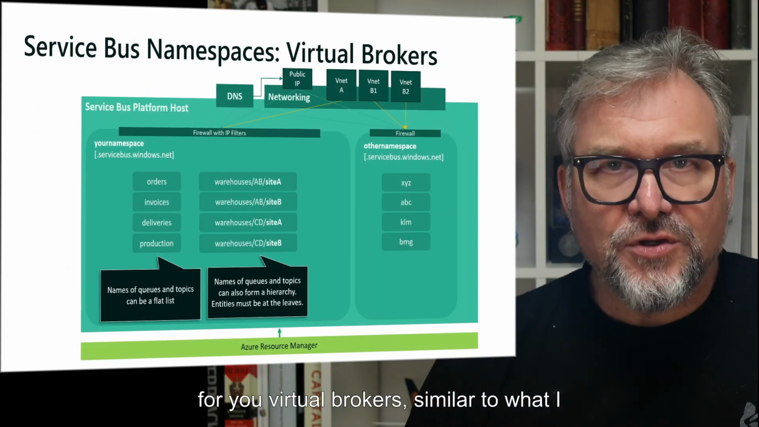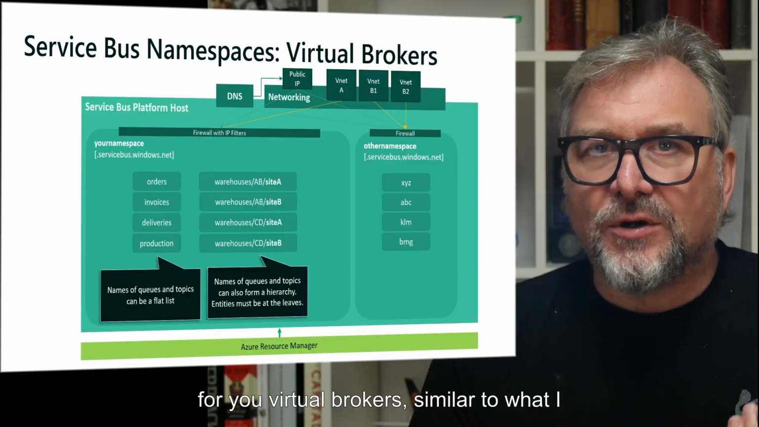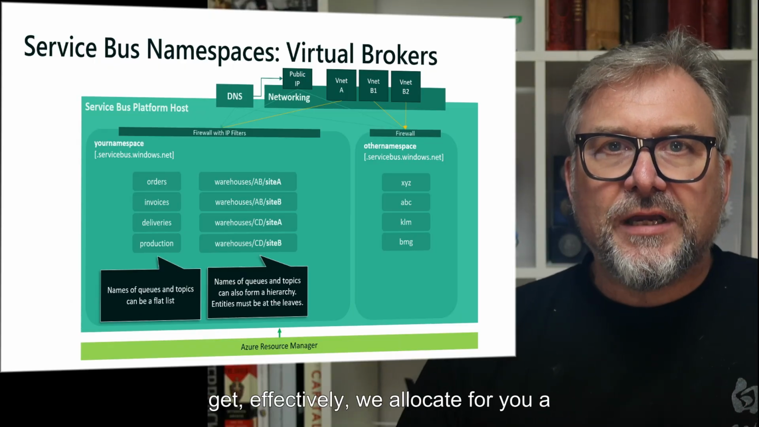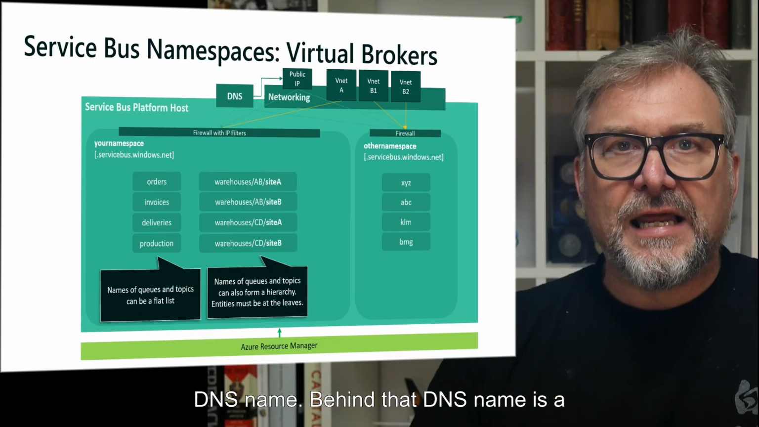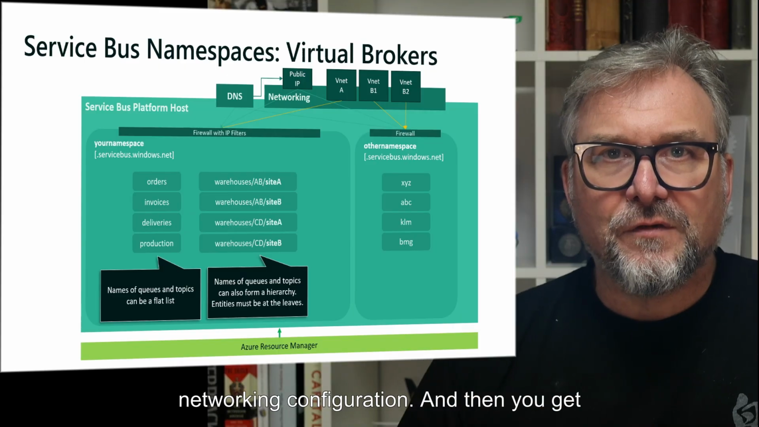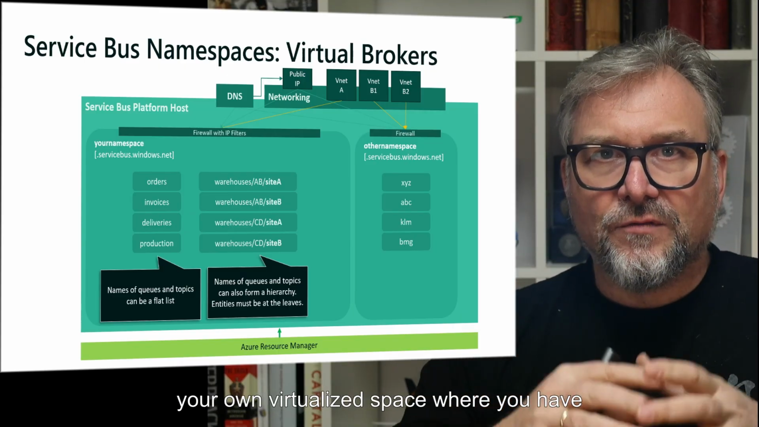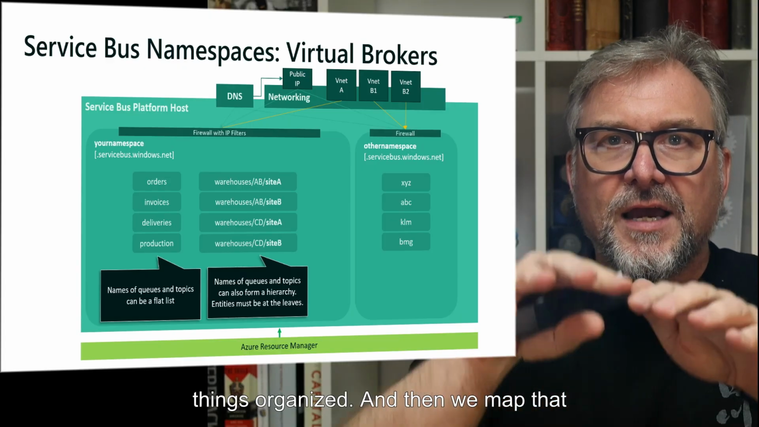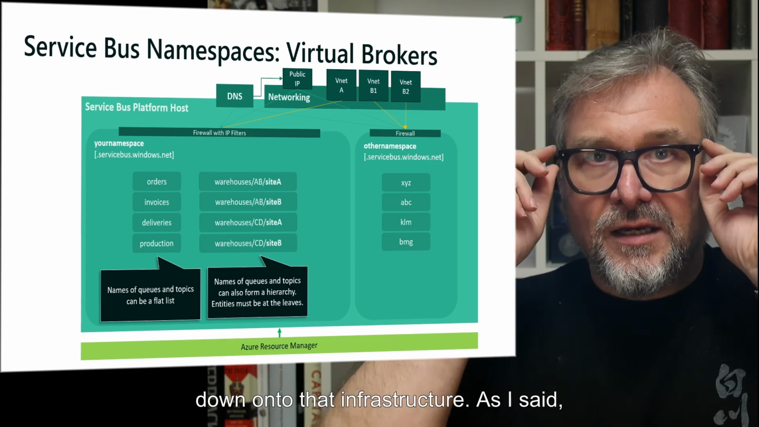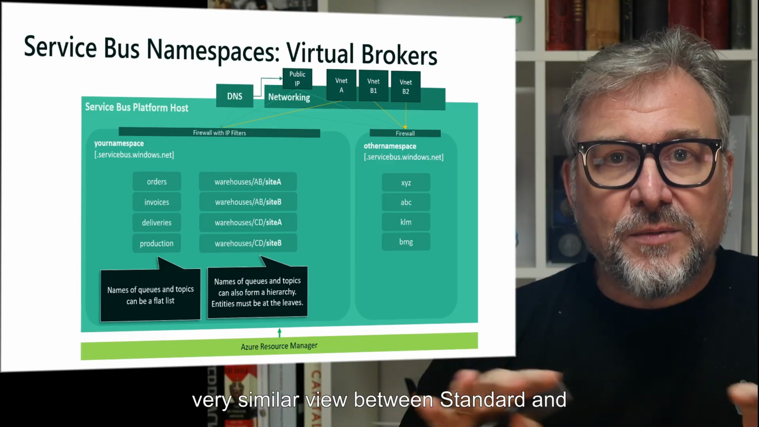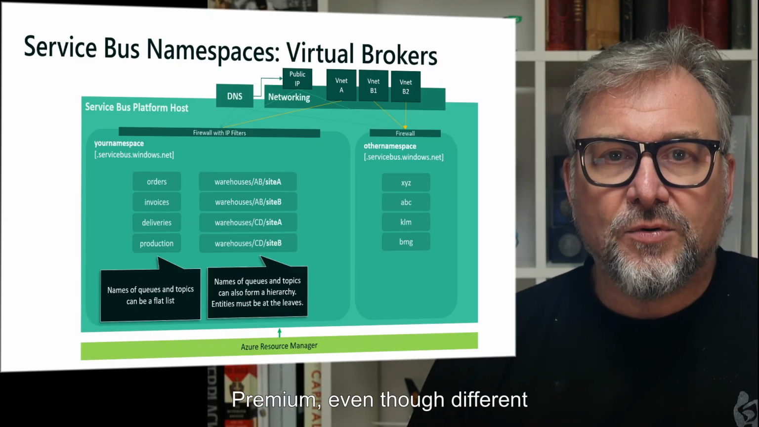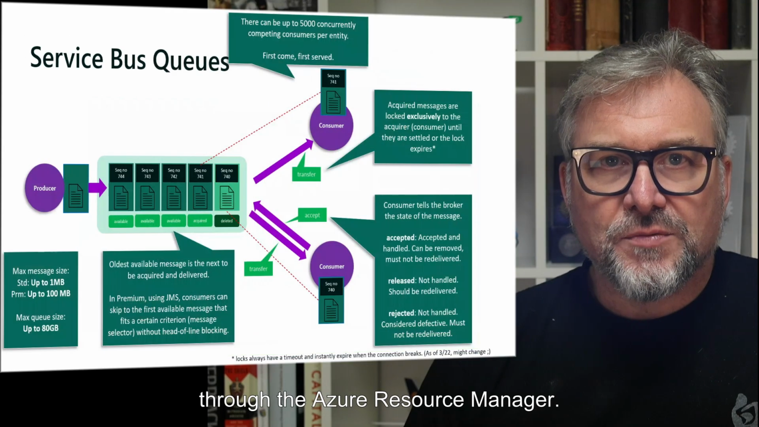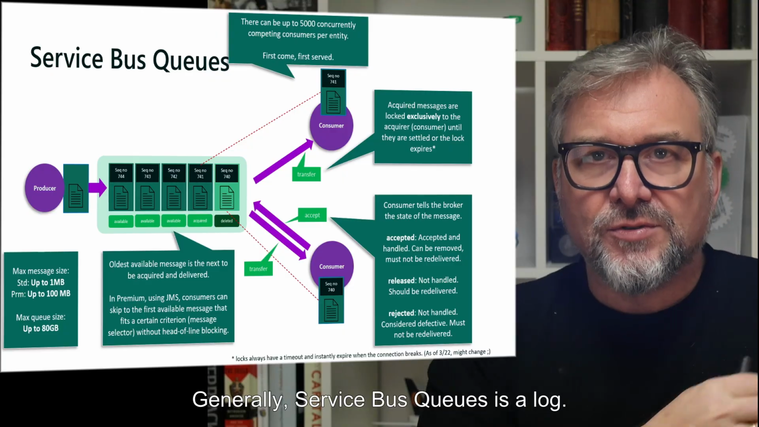We allocate for you virtual brokers, similar to what I said last episode about Event Hubs. So effectively we allocate for you a DNS name. Behind that DNS name is a networking configuration. And then you get your own virtualized space where you have your queues and your topics and all these things organized. And then we map that down onto that infrastructure. As said, very similar view between standard and premium, even though different architectures, and you manage that through the Azure Resource Manager.